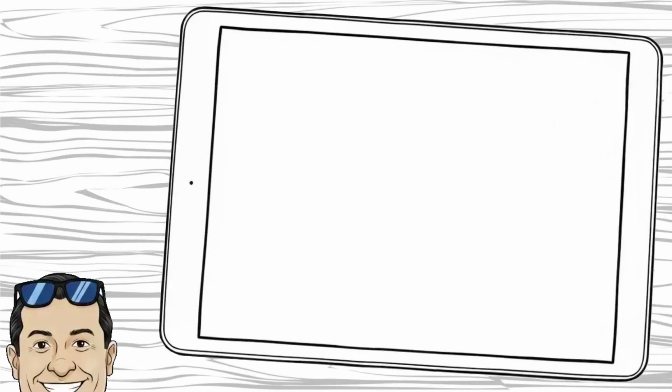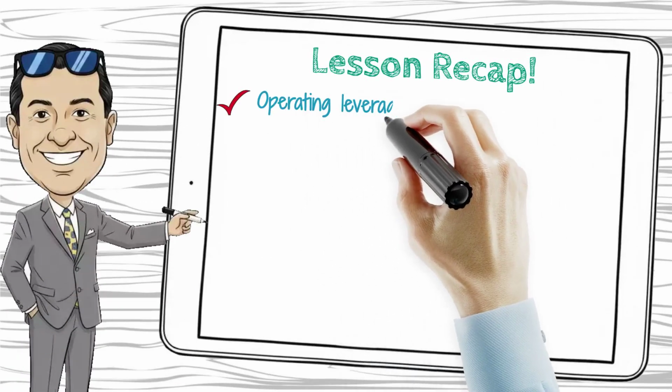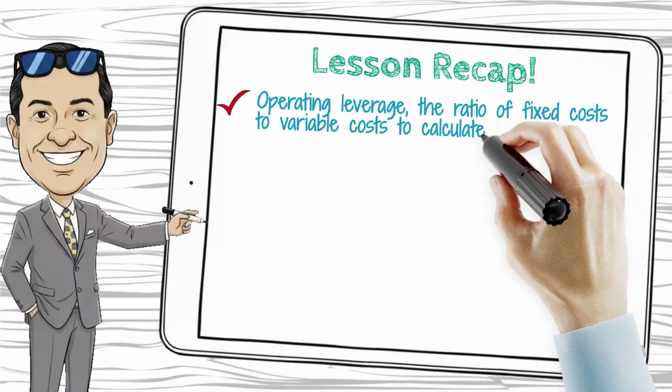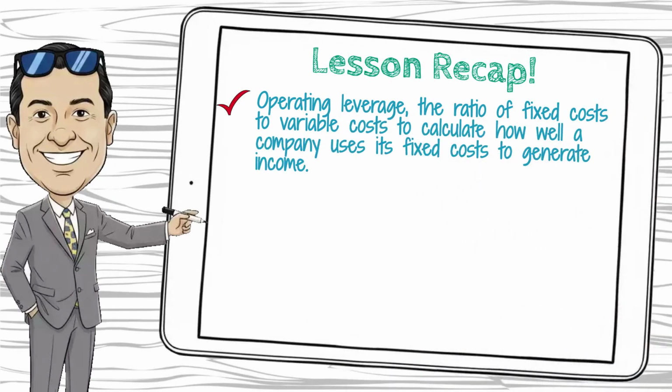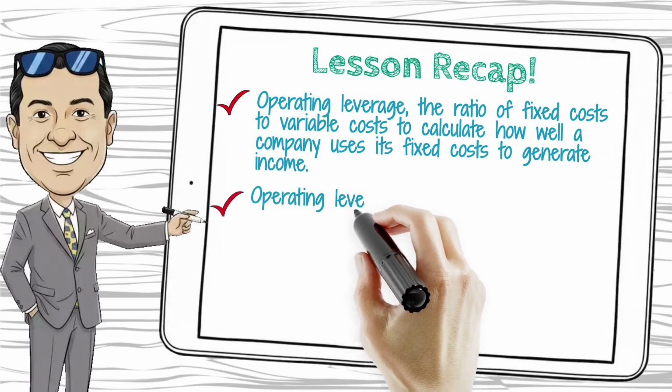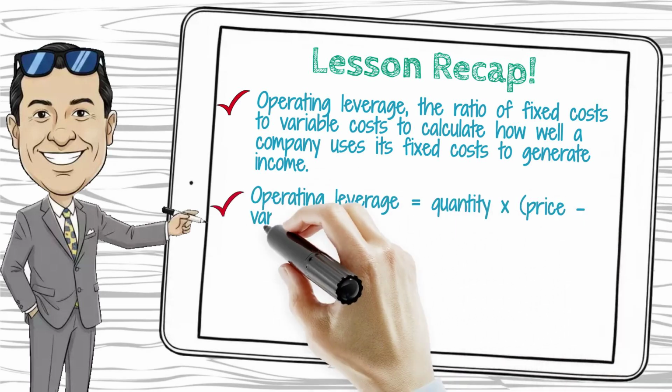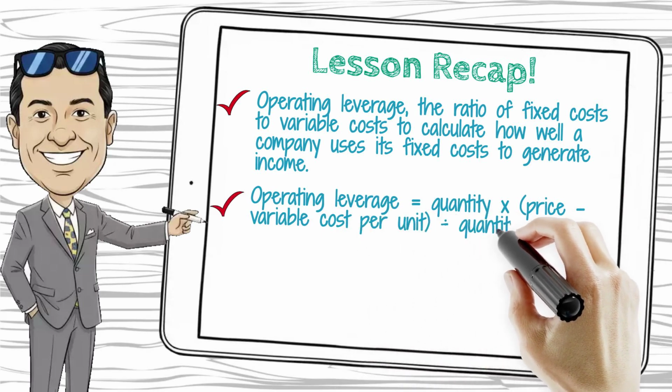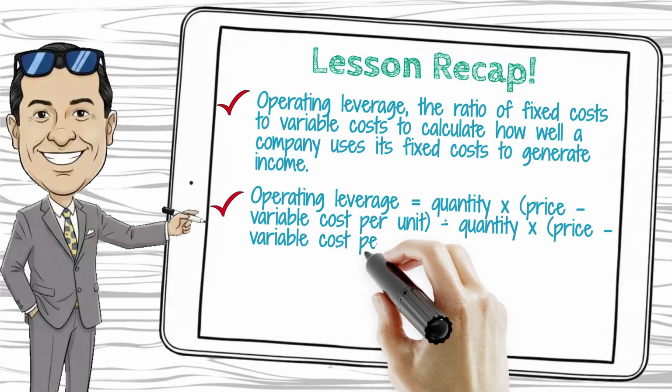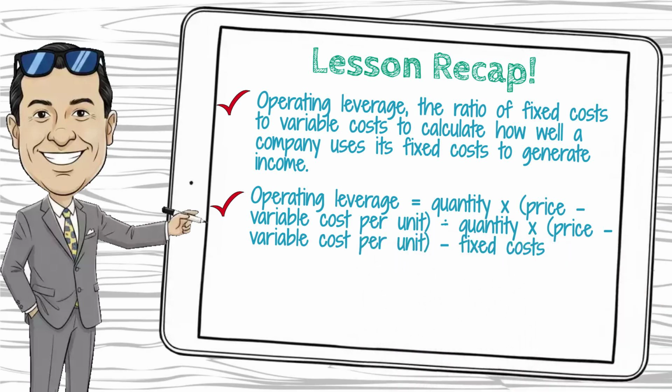Operating leverage is the ratio of fixed costs to variable costs to calculate how well a company uses its fixed costs to generate income. Operating leverage equals quantity times price minus variable cost per unit, divided by quantity times price minus variable cost per unit, minus fixed costs.